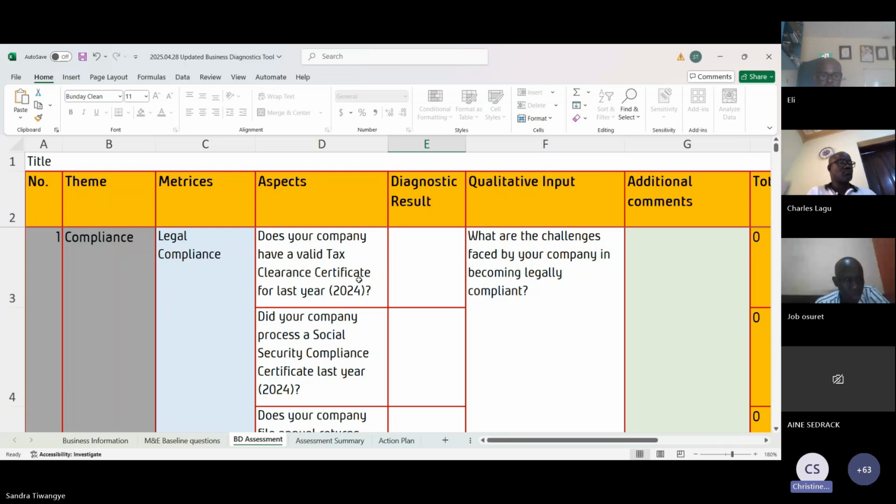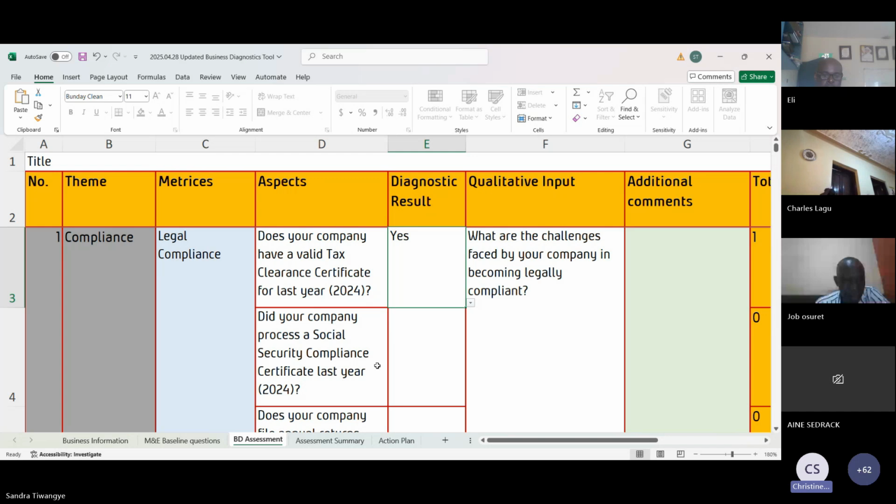Does your company have a valid tax clearance certificate for last year? Here we mean 2024. So did you process it? Do you have it? Yes. You didn't process it? You didn't have it? No. And this certificate is gotten from the Uganda Revenue Authority. If you're not familiar with a tax clearance certificate, then please click no for purposes of this tool. All right, we are moving efficiently. As you can see, our dummy company has the certificate, so we can click yes.